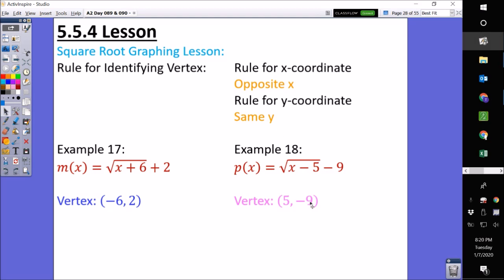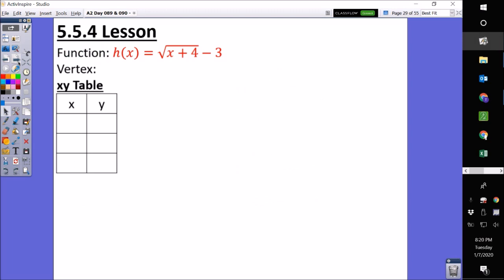So once you understand how to find the vertex, then you basically finish the first step for graphing a square root function. Moving on to this example, we have the function h of x equals the square root of x plus 4, and then minus 3. So applying the rule for finding the vertex, opposite x and same y, my vertex will be negative 4, comma, negative 3, which is what we have right here.